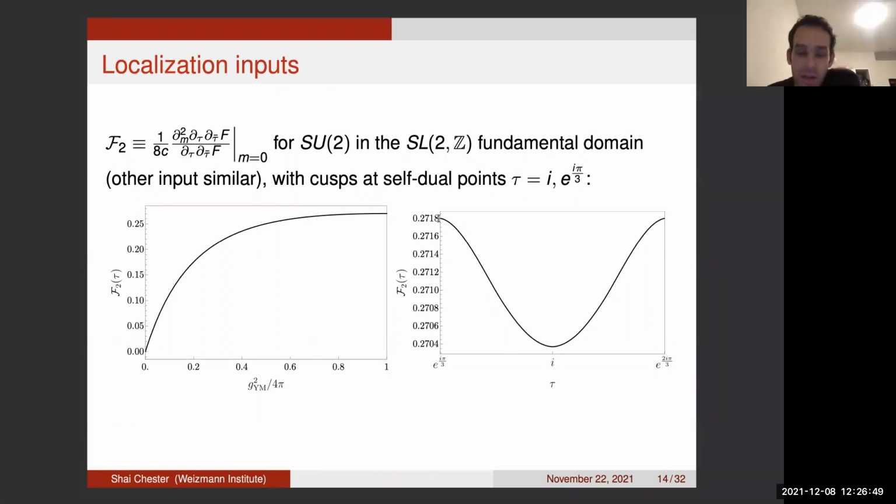On the right-hand plot, we're exploring the dependence on theta, because the dependence on theta is very weak on the left-hand side. On the right-hand side, you see it depends on theta, not by very much, as you see from the y-axis, but nonetheless, you can see that the largest value is at the Z3 point at e to the i pi over 3, where again it has 0 slope, as you expect. So this is what the localization input looks like. Because this is the dependence on tau, it will not shock you that our results will also look roughly similar to this, because our results are coming from this input.